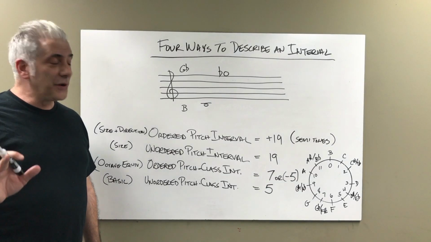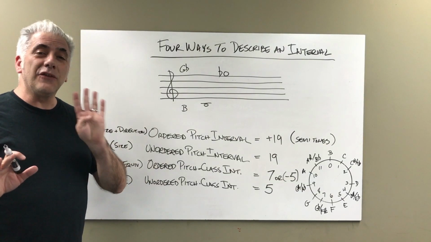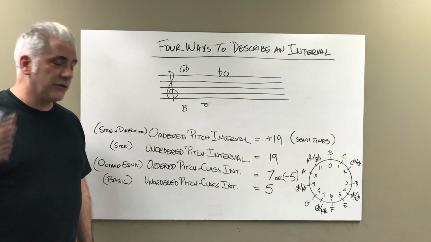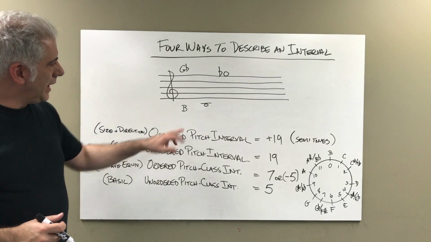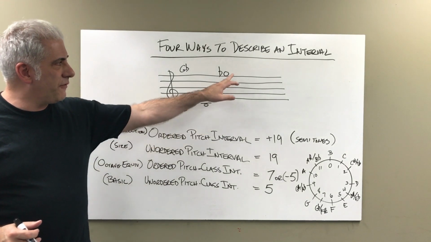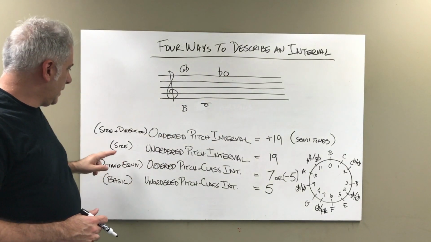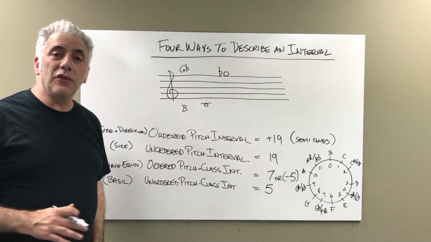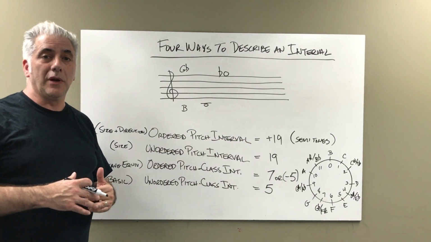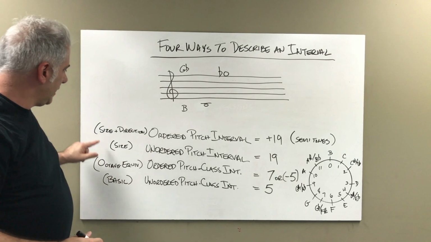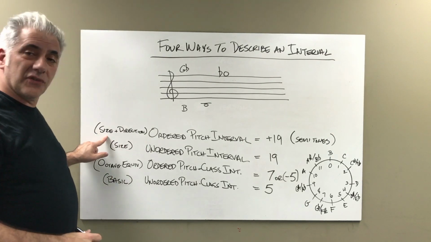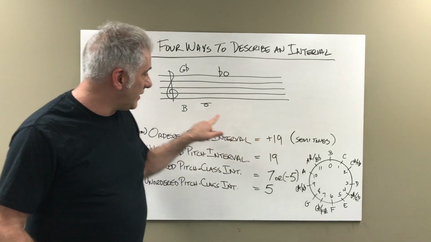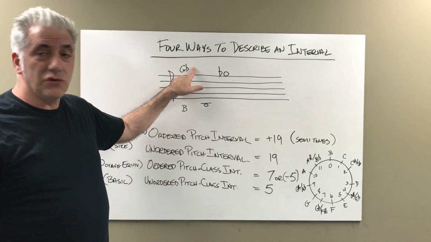So what have we learned? There are 4 ways to describe an interval when we're talking about things like interval class and pitch class. If I have the notes B up to G flat, the ordered pitch interval is +19 because that shows you the direction. Plus means it's going upwards, ascending. That describes the size and the direction of the interval. That's the number of semitones, 19 semitones between B and G flat.